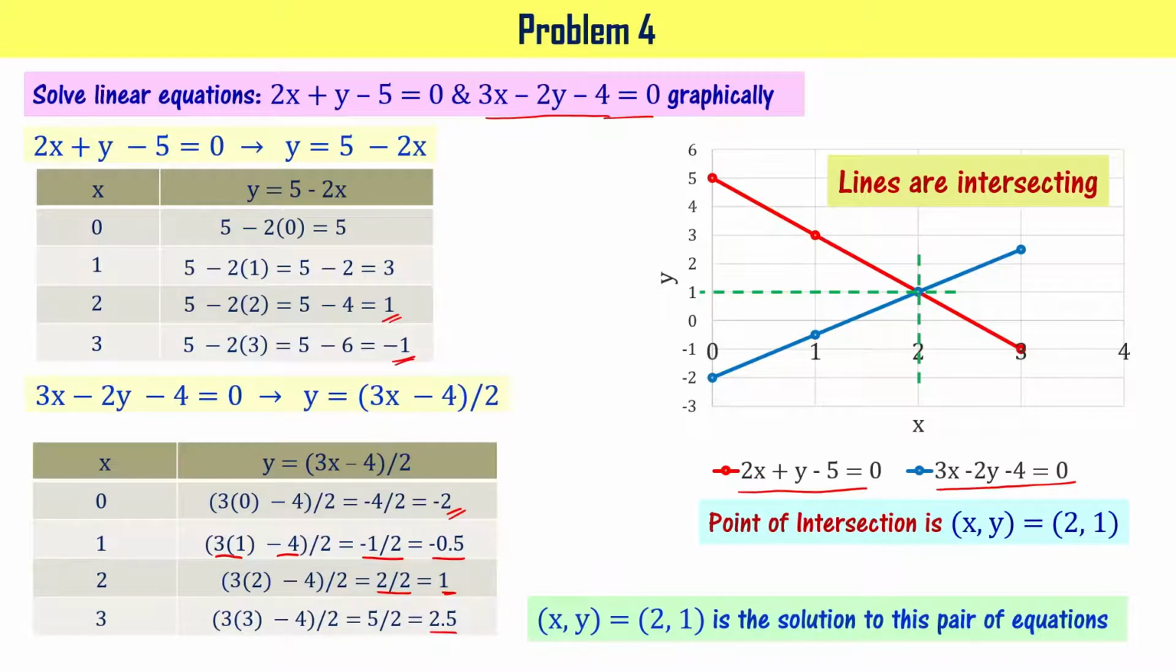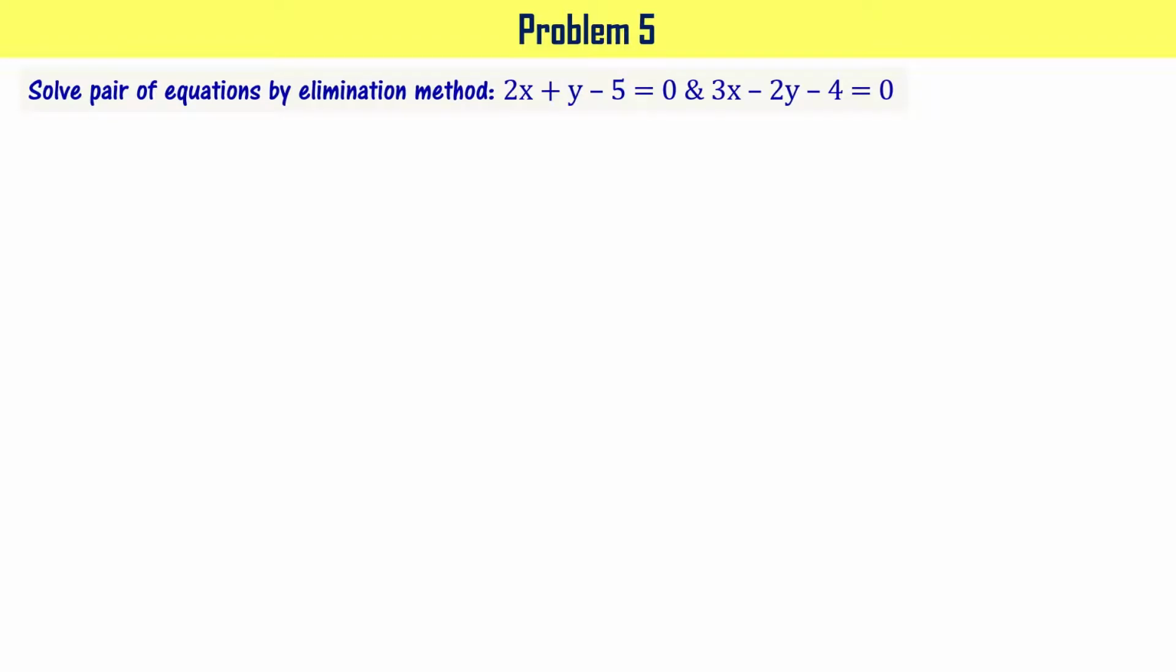Now let's go to the next problem. Solve the pair of equations by elimination method. The equations given are 2x plus y minus 5 equal to 0 and 3x minus 2y minus 4 equal to 0. Interestingly, the equations are same but we are asked to solve using elimination method. All these questions I have taken from previous year question papers.